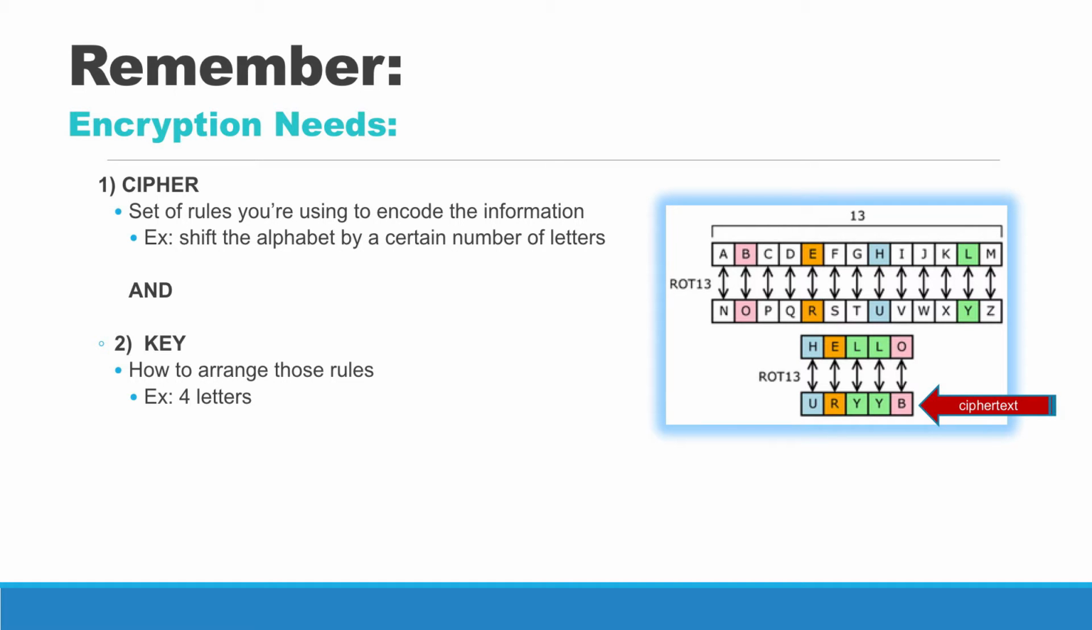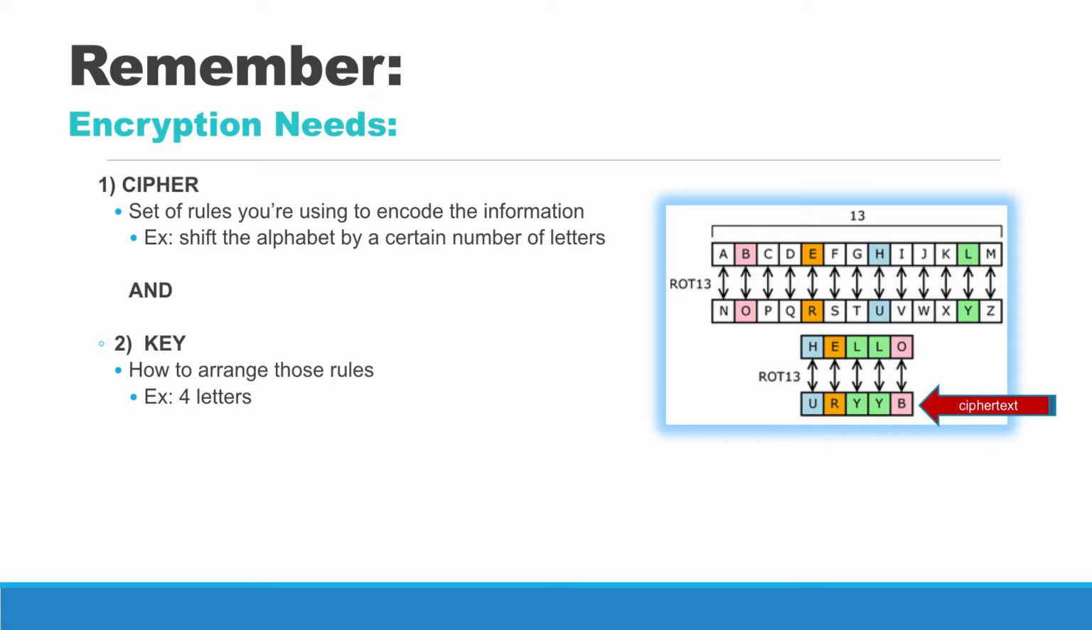Remember, whether we're encrypting messages by hand or through the use of computers, encryption requires two things. It requires us to have a cipher, or the set of rules that you're using to encode the information, and we also need the key. And this is how we arrange those rules.